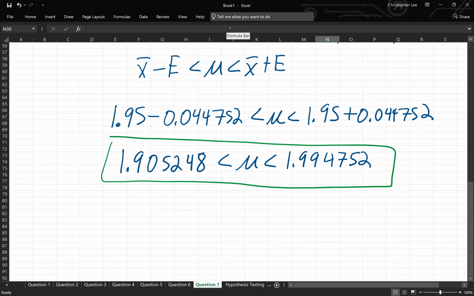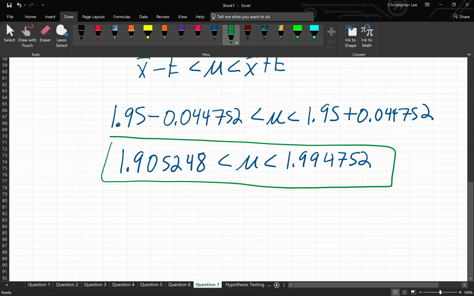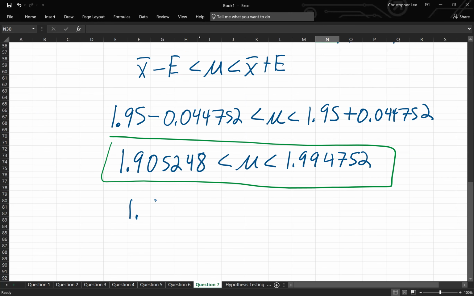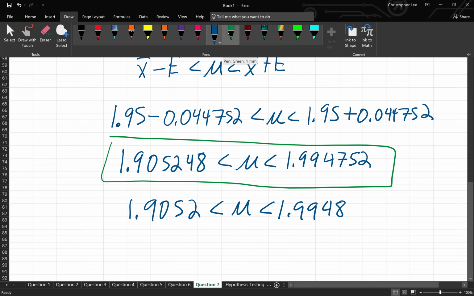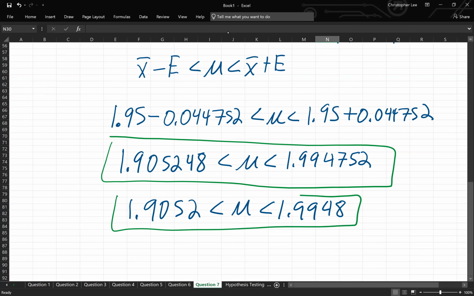All right. If you want to round off this answer, I will also allow you to do that as well. Me personally, I like 4 decimal places. So this is Chris's favorite: 1.9052 less than mu, less than 1.9948. This is my favorite. All right. You can have that favorite as well.